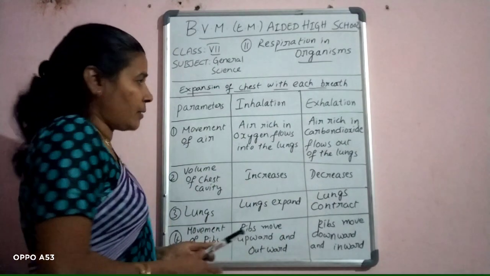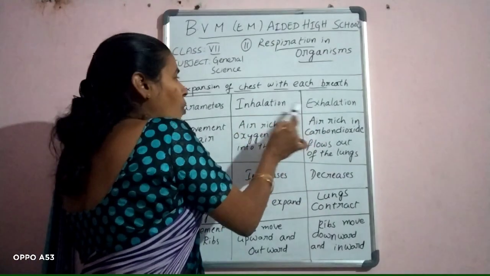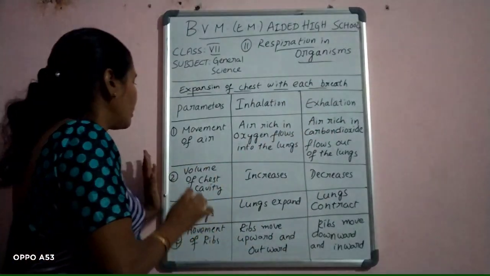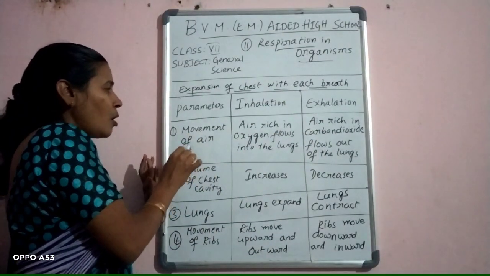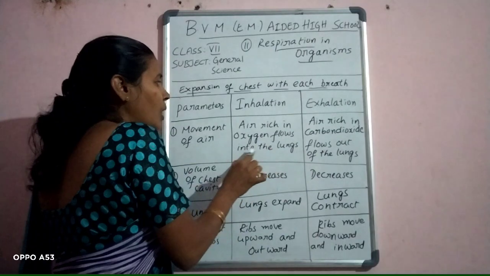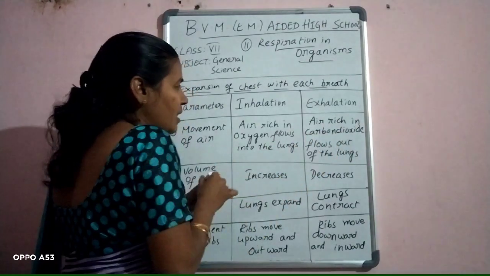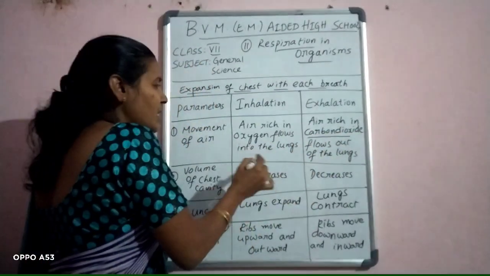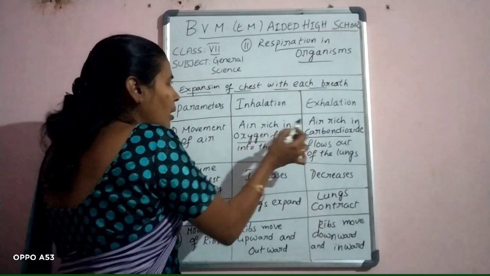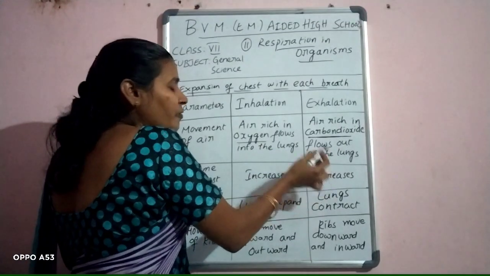We observe some changes. What are those? We have given points here for the changes in inhalation and the changes in exhalation. First point, movement of air. How is the movement of air? In inhalation, air rich in oxygen flows into the lungs. In exhalation, air rich in carbon dioxide flows out of the lungs.